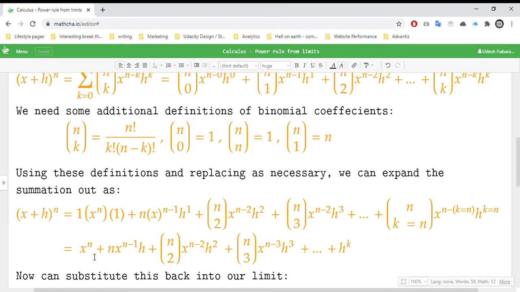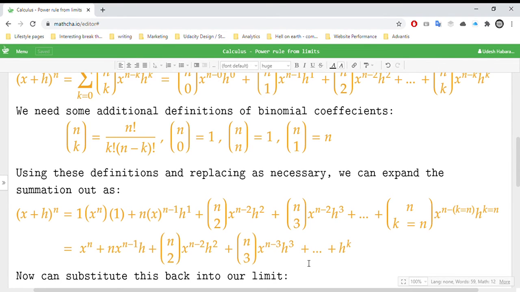All I've done is just simplify this out. So ones disappear. X to the power of n minus 1 times h to the 1 is just h, etc., etc., all the way out to h to the k, because this simplifies out, right? So x to the power of n minus n, which is 0. X to the power of 0 is 1. And here n is equal to k, so I've just written this as k here. Okay, so it's just simply expanding this, we get this summation.